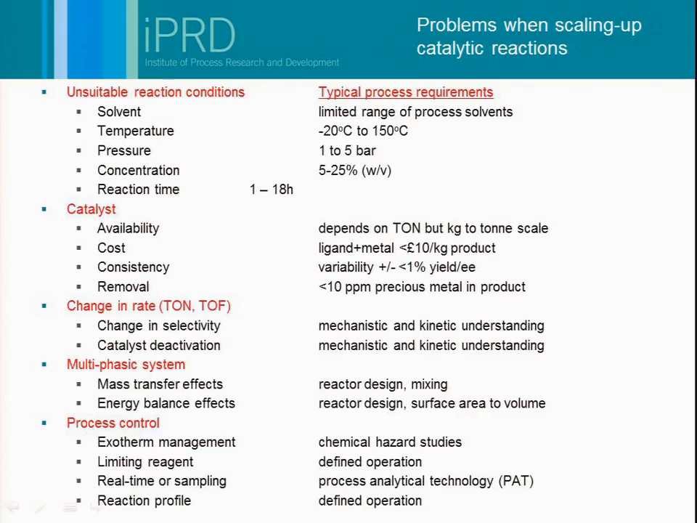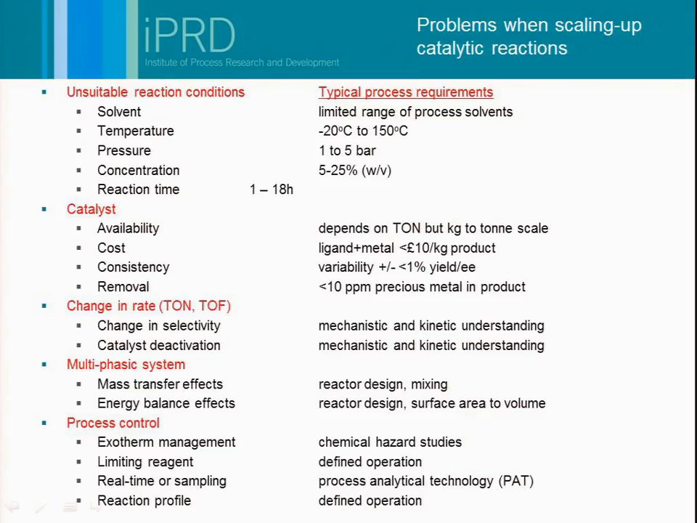Reaction time. Typically, we'd look for reaction times between 1 to 18 hours. 18 hours is still quite long. And the reaction time or the cycle time is very important because that's the main component of the cost within a process. So the actual time that it takes to make the material is the time that you're operating the plant, you're paying the employees, using the services, and it's time that you're not making other material.